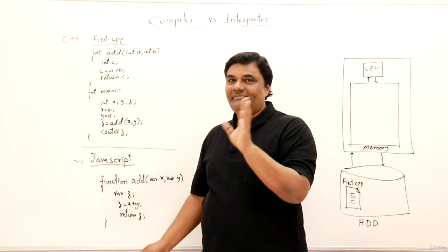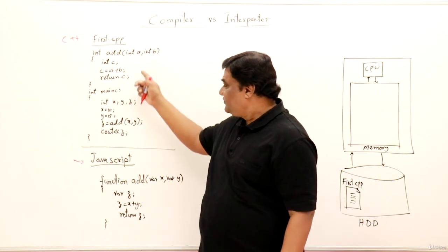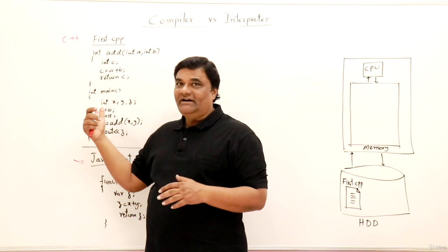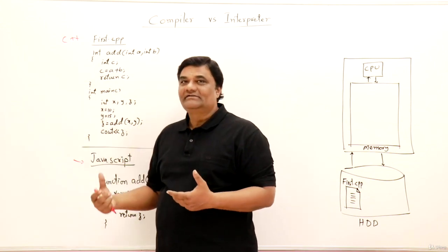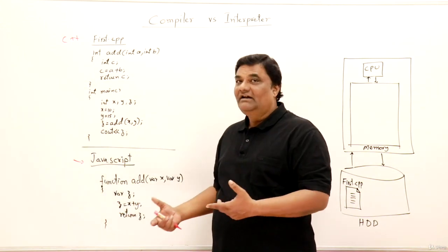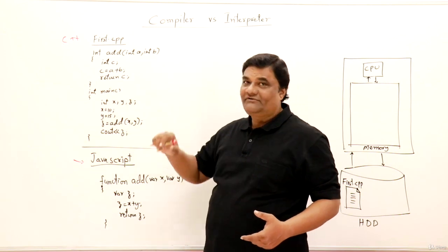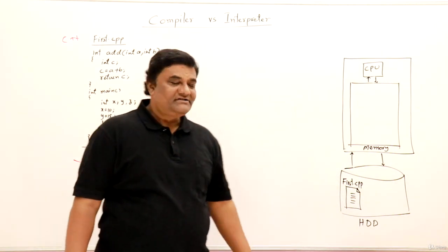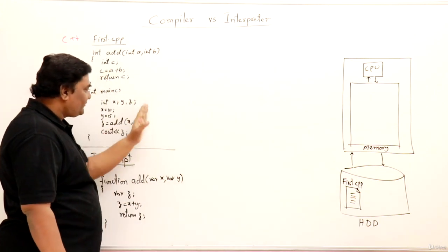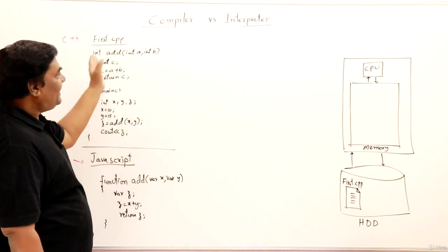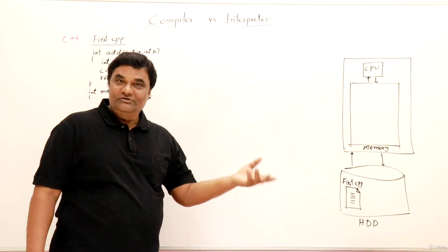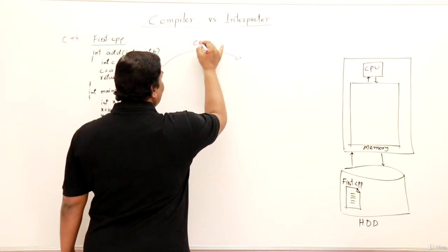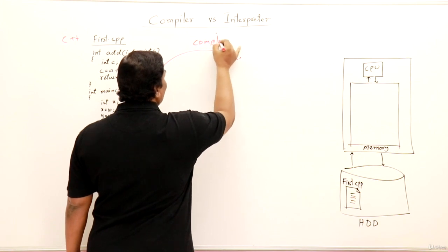This is interpreter based. This is the source code I have written, not the machine code. This can be understood by a compiler and human beings, and this can be understood by an interpreter and human beings. So I have taken an example of a compiler based language and an interpreter based language. Now let us understand the differences. If I have this program and I want to compile, meaning translate into machine code, then if I give it to a compiler, the compiler will convert this code into machine code.